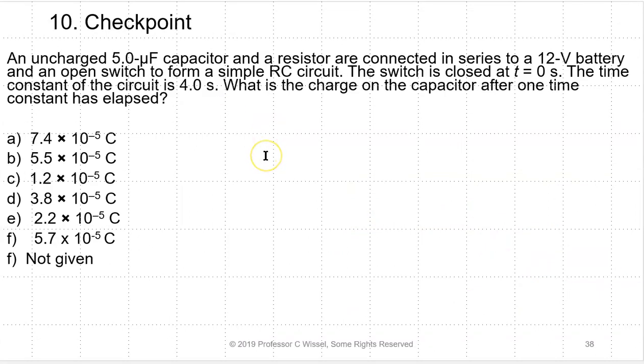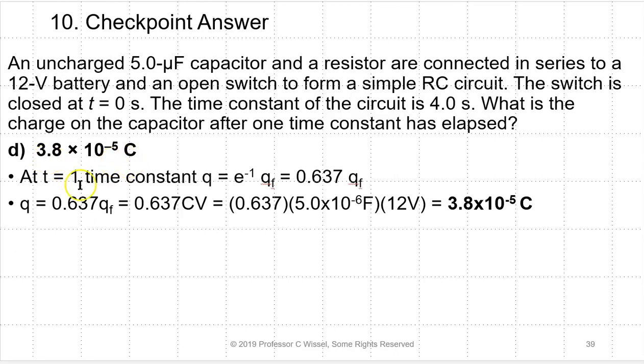An uncharged 5 microfarad capacitor and resistor are connected in series to a 12-volt battery and an open switch to form a simple RC circuit. The switch is closed at T equals 0 seconds. The time constant of the circuit is 4 seconds. What is the charge on the capacitor after one time constant has elapsed? It's 3.8 times 10 to the minus fifth coulombs. After a time of one time constant, Q equals 1 minus e to the minus 1 times QF, which is 0.637 QF. So Q will be 0.637 times C times V, which is 0.637 times 5 times 10 to the minus 6 farads times 12 volts, or 3.8 times 10 to the minus fifth coulombs.